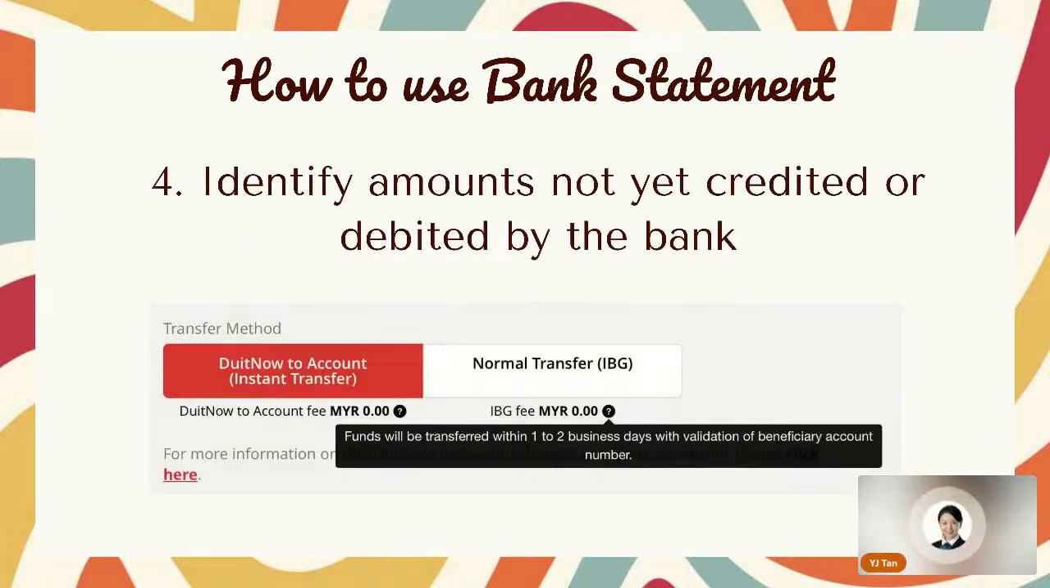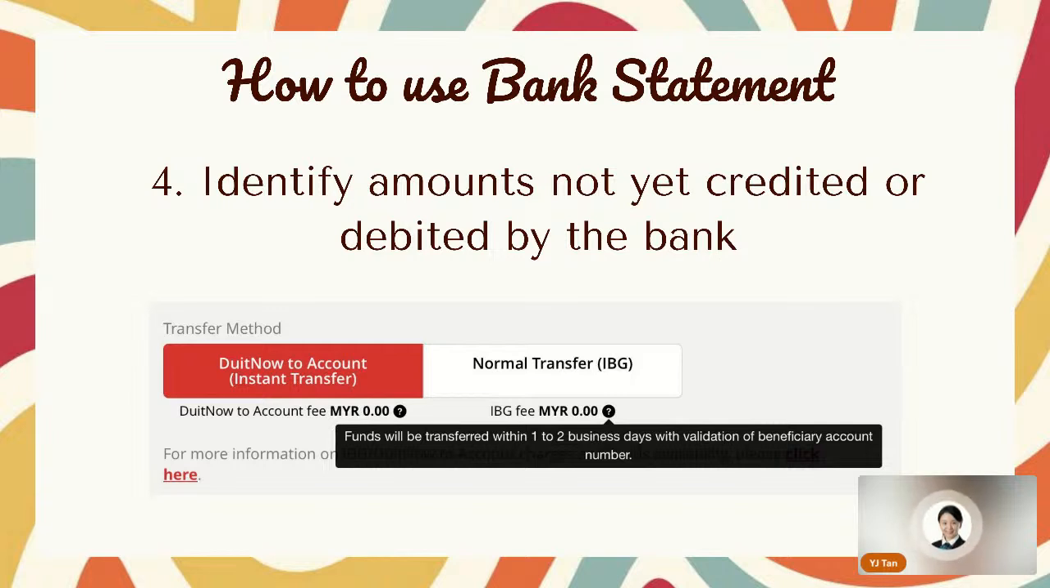All right, number 4, we can identify the amounts that are not yet credited or debited by the bank. There are circumstances where the customer wants to pay you, and instead of using, I'll give you an example, like DuitNow in Malaysia, which is called instant transfer. That means once you make the payment, you immediately see the amount in the bank account. However, in the normal case, like in the past decade, they still used cheques. A cheque takes quite a while for the whole thing to happen. So there is some delay.